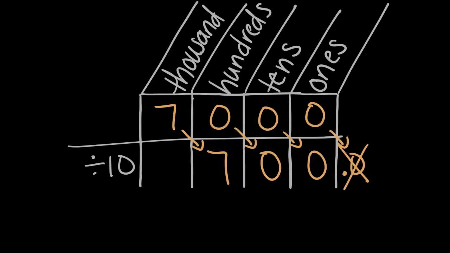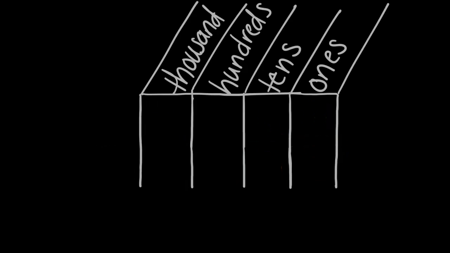So there's two ways to think about dividing by 10. We could either say you drop a 0 off the end, or we could say that you move every digit one place value to the right. Let's think about it again in terms of place value with a new number. Let's try something like 630.